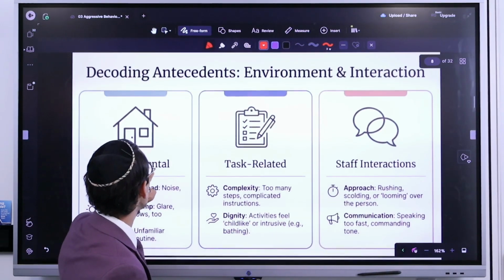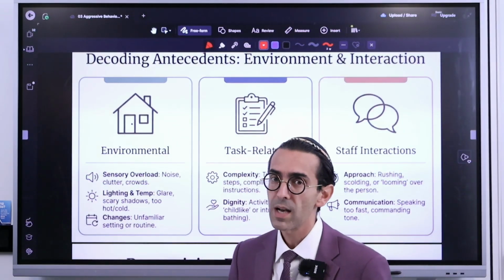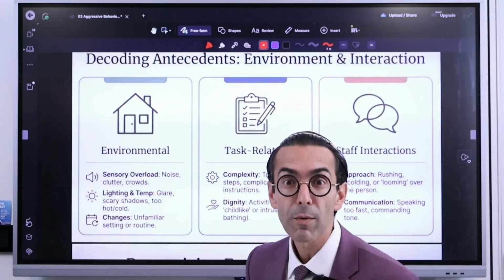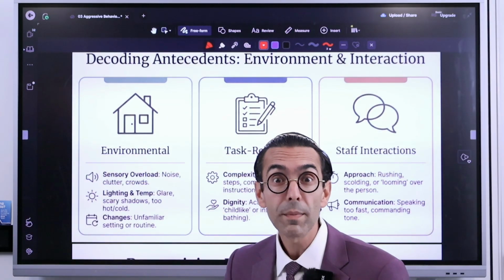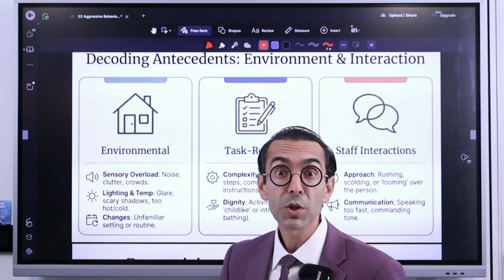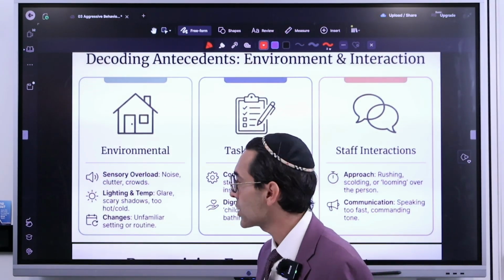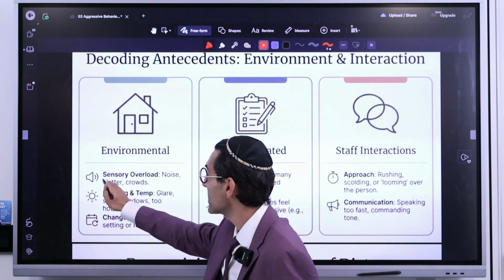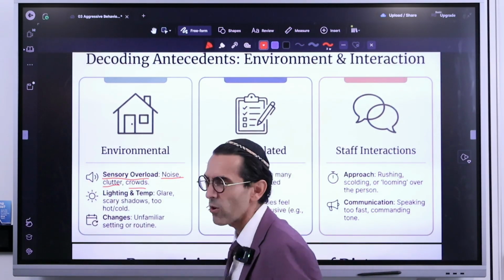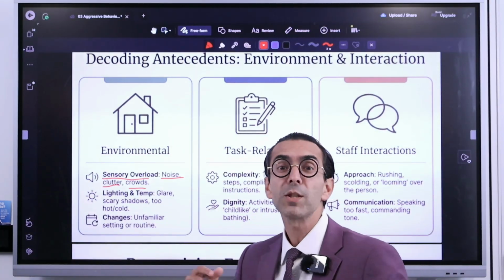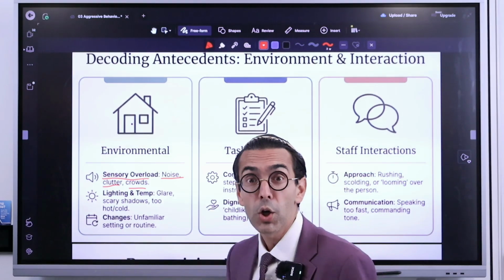Now let's go through the environmental triggers, and I talk about this all the time, right? What usually happens when you have a baby in the home and they're sleeping? What do you usually say? Shh, don't wake anybody up. Be quiet. If there's too much noise, it's going to wake the baby up, right? Well, think about a person living with dementia. If the home has sensory overload, noise, clutter, crowds, the lighting is off, the temperature is too hot or too cold, these things could be triggers.